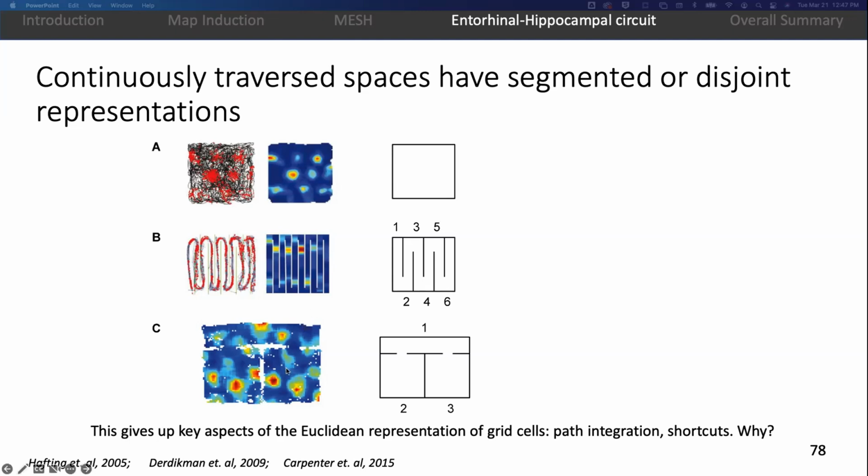Similarly, in this experiment, when the rodent was traversing this two-room environment connected by a corridor, they found that on short time scales, there's a fragmentation of the map between this room and the corridor. And since these two rooms are identical, the map actually repeats across these rooms. So there isn't a globally consistent hexagonal map, but it's fragmented across these boundaries. And so the question is, why does this happen, right? This is giving up the key Euclidean representation of the grid cells. We can't do path integration anymore. We can't really compute shortcuts anymore. So what is the functional advantage of this kind of fragmentation?